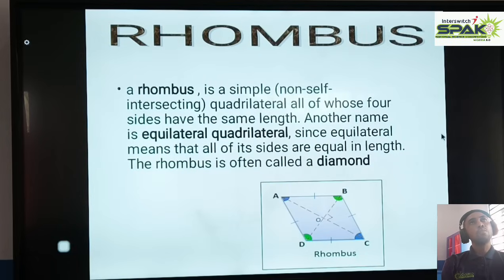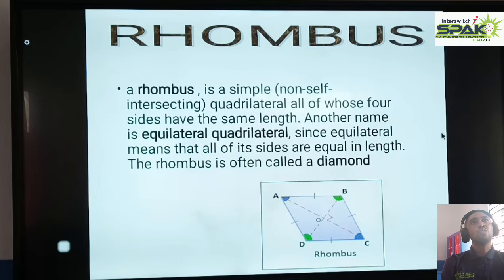Alright, we'll now move to rhombus. What is a rhombus? A rhombus is a simple quadrilateral, all of whose 4 sides have the same length. Another name is equilateral quadrilateral. Since equilateral means that all its sides are equal in length, so a rhombus is often called a diamond. You can see the shape in the figure below.